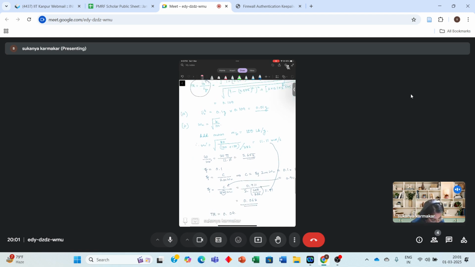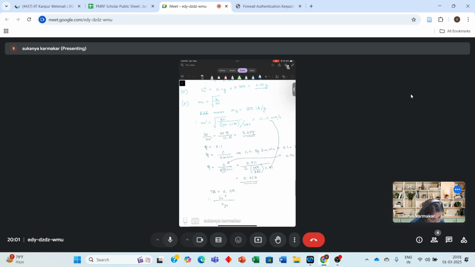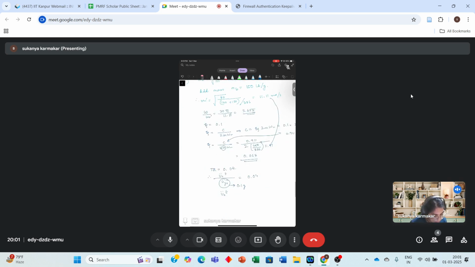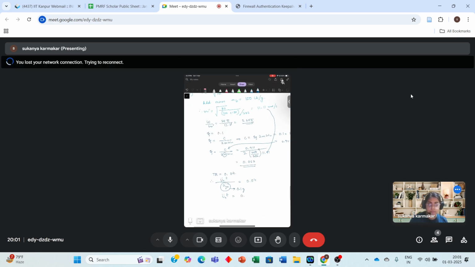So you know that the transmissibility ratio is the ratio of this term. Now ground acceleration in the question is given as 0.1 g. So what is the total acceleration? This numerator means the total acceleration that is transmitted. So this is equal to 0.004 g, and your limit was 0.005 g. So we have been successful in reducing the acceleration transmitted to the system.